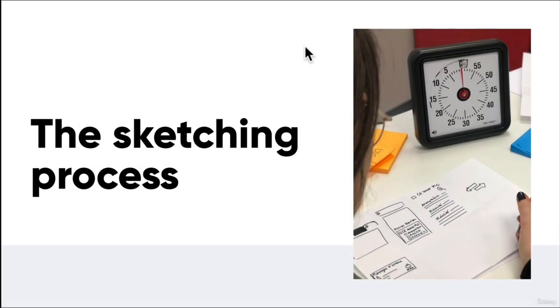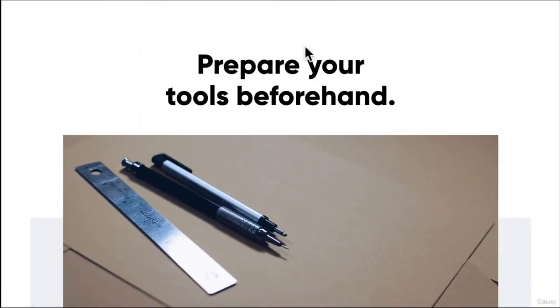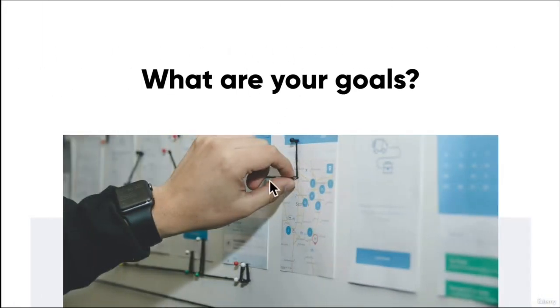Welcome back. We're going to talk about the sketching process in a little bit more detail. There's a couple different steps and steps within those steps that I want to touch upon so that when you start sketching, you're just ready. That first step is be prepared. Always be prepared. Prepare your tools beforehand. Lots of papers, pens, markers, pencils, whatever works for you, even if it's a tablet. We also want to think about what our goals are. You can think about what you're trying to solve for. Maybe it's a certain flow, maybe it's a certain interaction, but that should always be the center of your attention.